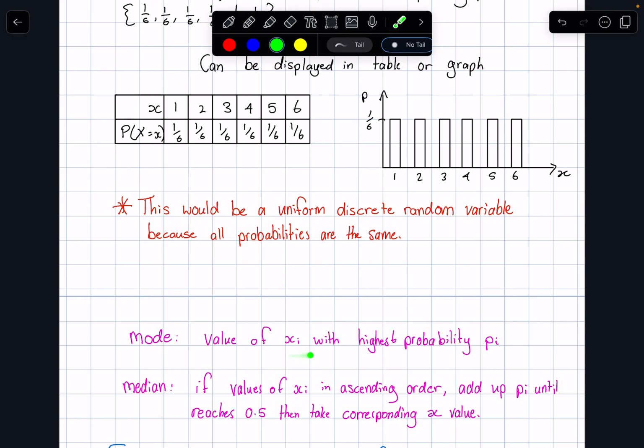So the mode will be the value of xi, whatever x or whatever value outcome we have with the highest probability pi. Okay, so we look across our distribution function and we find the value with the highest probability. Now the median, if the values of x are in ascending order, which typically they will be, we add up the probabilities until we reach 0.5 or more, and then the value that makes it reach 0.5 or goes over is the x value we take for the median, okay?